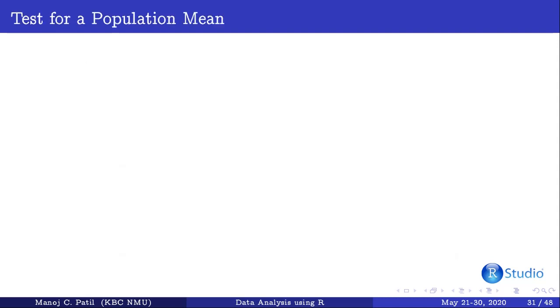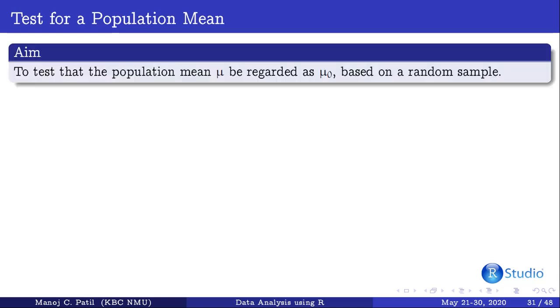Moving forward to the testing of hypothesis, let's move to the test for population mean. Here I will go for the one sample t-test. To test the population mean mu, regarded as mu naught, that is, mu is equal to mu naught, based on the random sample.